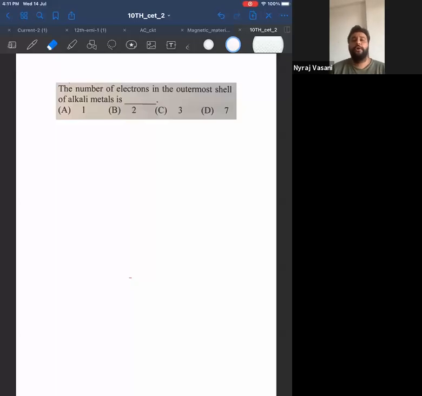Okay, so for your 10th CET in Science 1, this comes under Chapter 2, which is your periodic table. And the first question on the screen, let me repeat. The number of electrons in the outermost shell of an alkali metal is. Now, like I told you, your confusion should be between option A and option B, because C and D are very far off. Either it can be one valence electron, that is outermost, or it can be two.